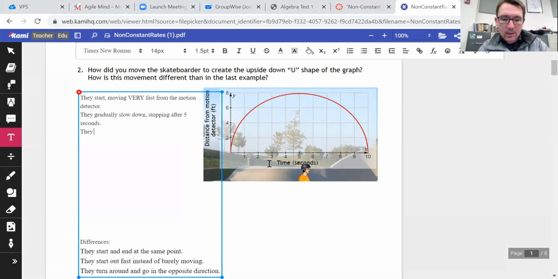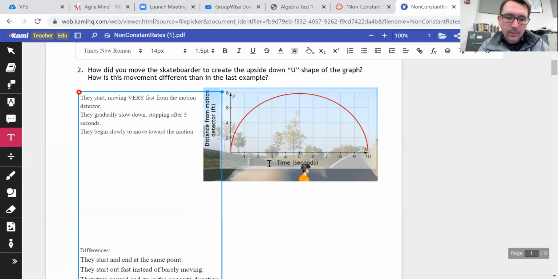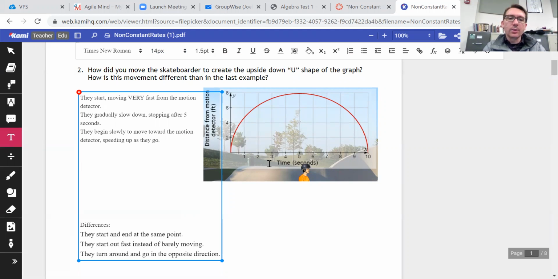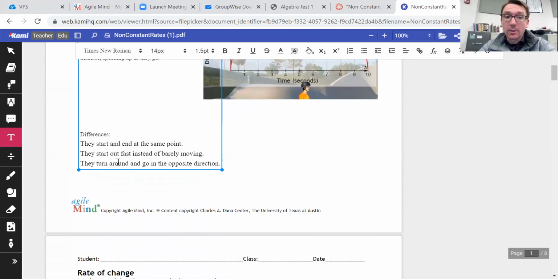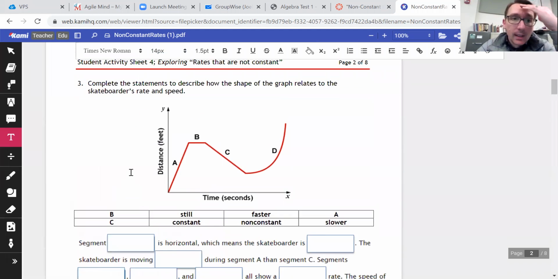They begin slowly to move toward the motion detector, speeding up as they go. That's good enough. All right, so those are some answers that we just talked through and I showed you in the video. All right, now I got this one.